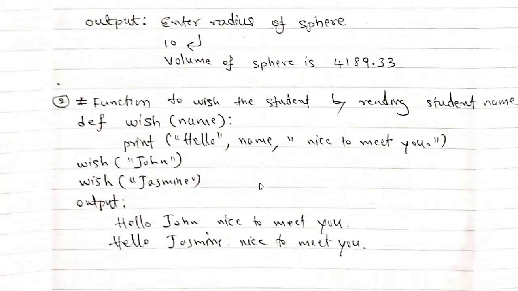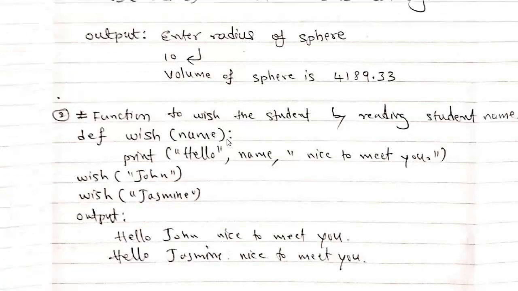Look at this example. Define wish name. I am passing one name. For example, if I pass John, John will be transmitted here. Hello, John. Nice to meet you. If I pass Jasmine, Jasmine will be passed here. Hello, Jasmine. Nice to meet you. In this example, John and Jasmine are arguments. Name is a parameter. I have written the output also. This is all about the difference between argument and parameter.